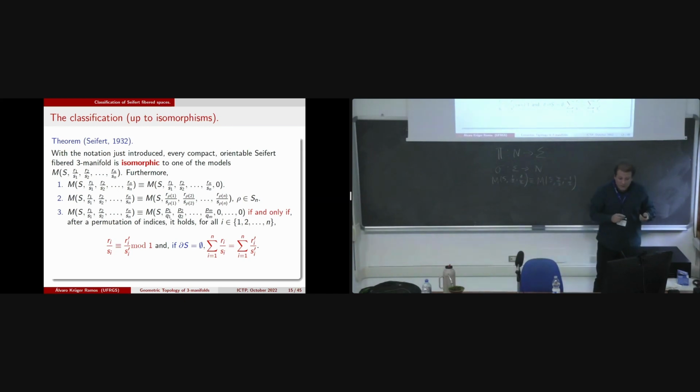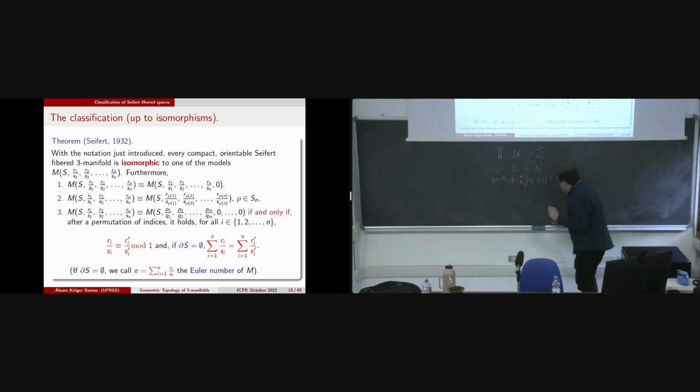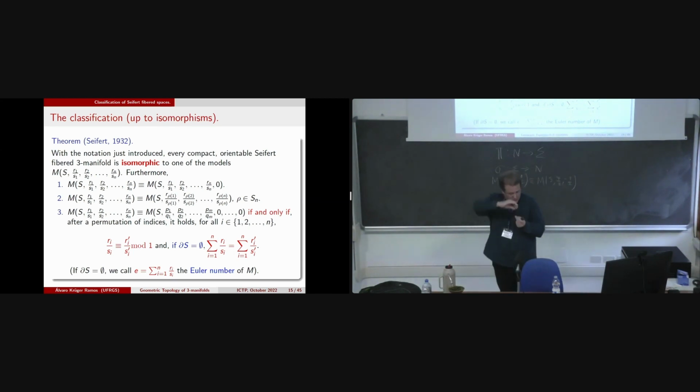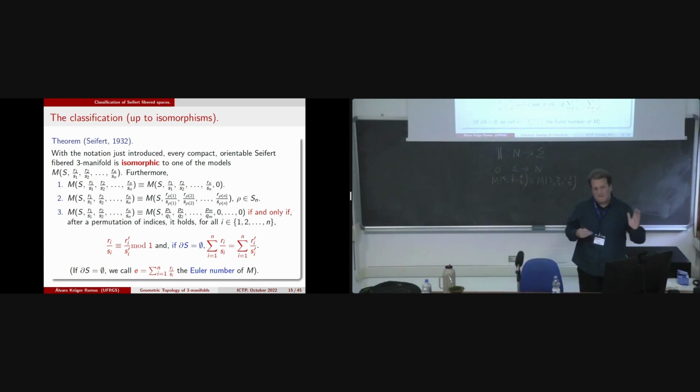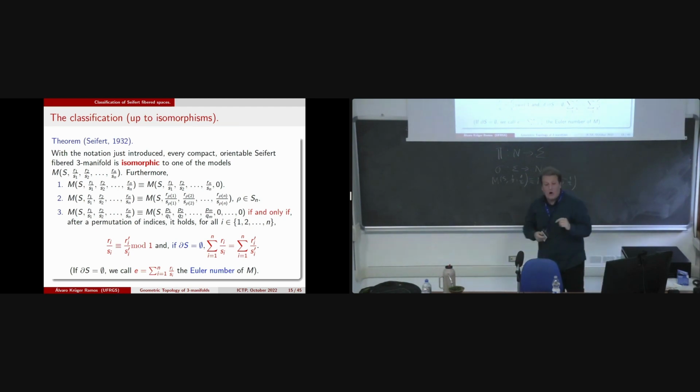And this number, the sum of the rational numbers, is going to be very important to the classification of something else later. The sum of these numbers is called the Euler number of the fibration. Do not confuse it with the Euler characteristic. This is called the Euler number of the fibration.